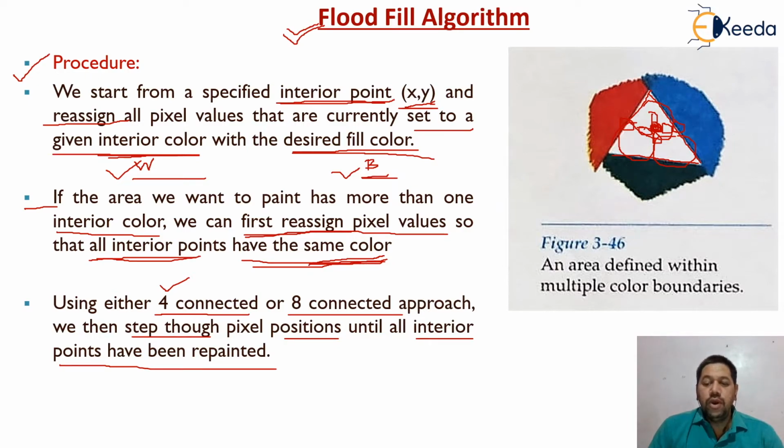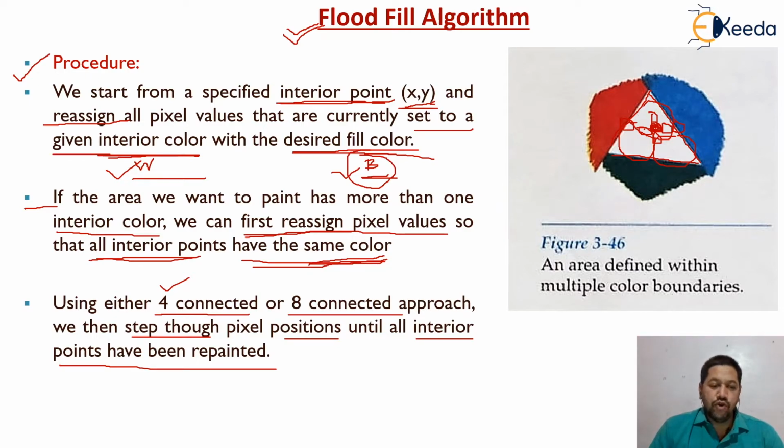Okay, so due to this, what is going to happen: though my region is surrounded by different boundary colors, I'm not considering the boundary color here, so automatically it will not have any issue related to the boundary. Because I'm just checking whether the pixel already has the interior color; if it has the interior color, fill it with the desired fill color. Okay, so in this way this algorithm works.